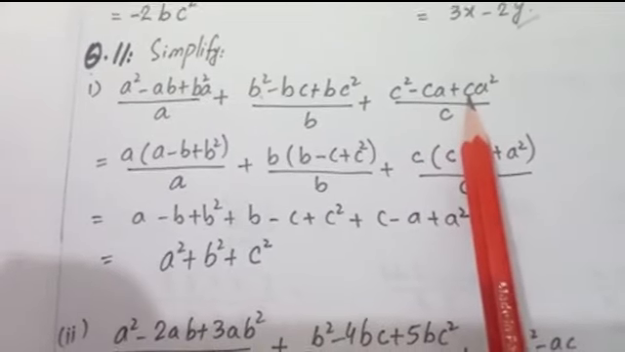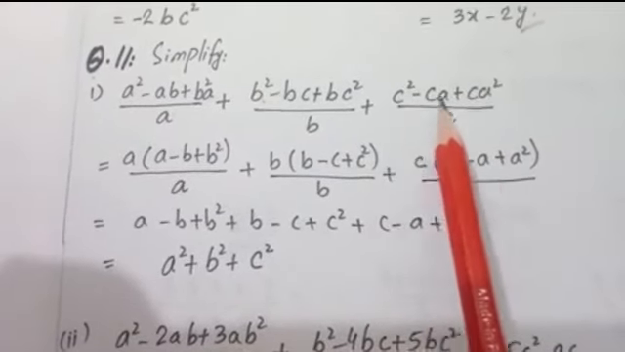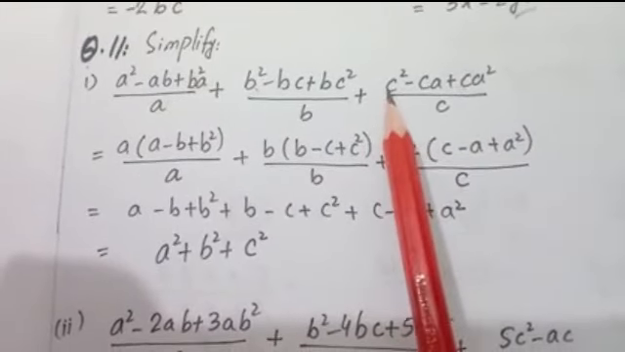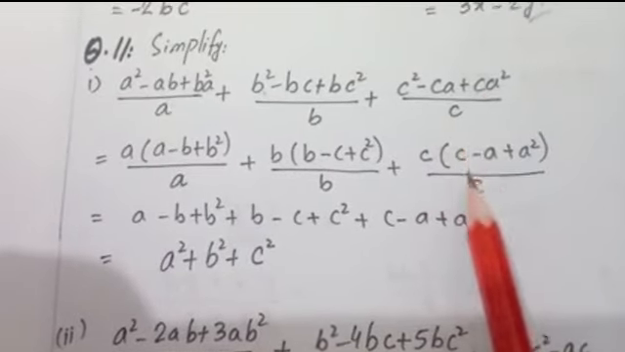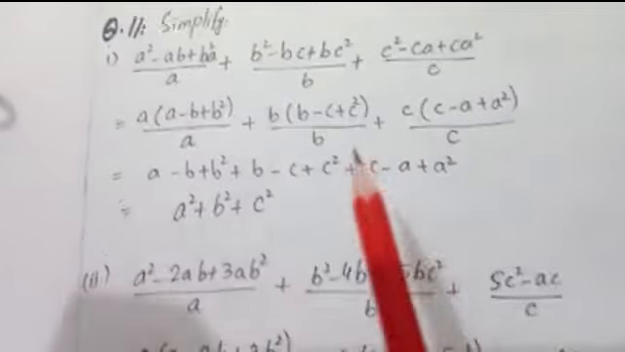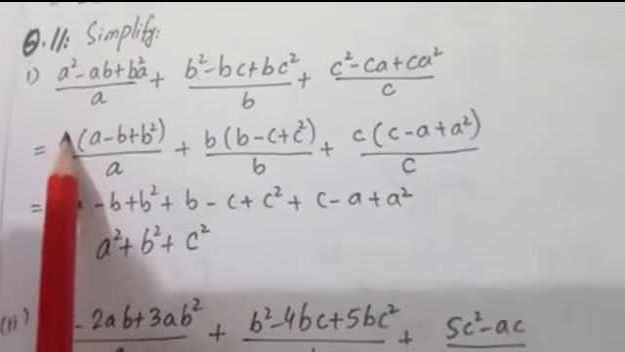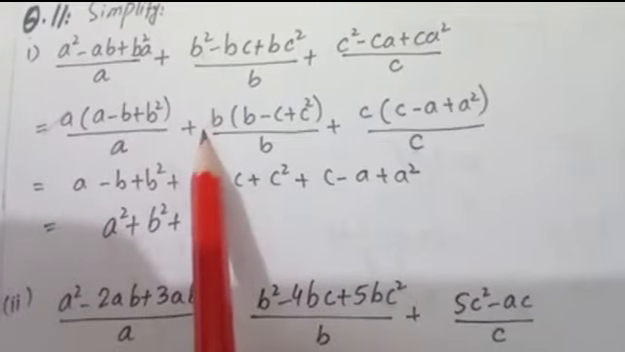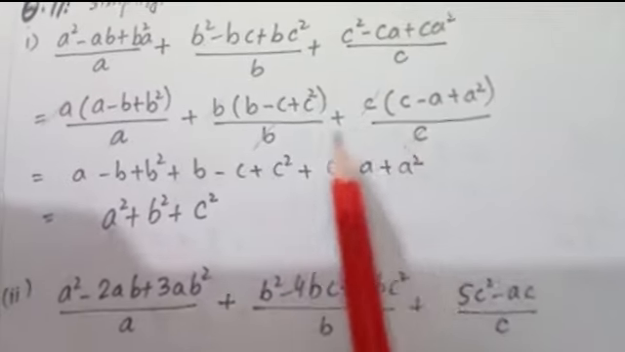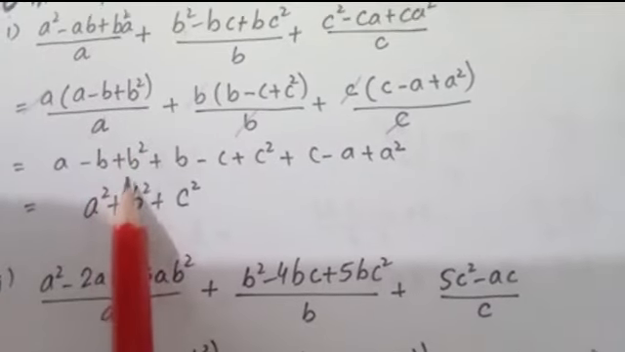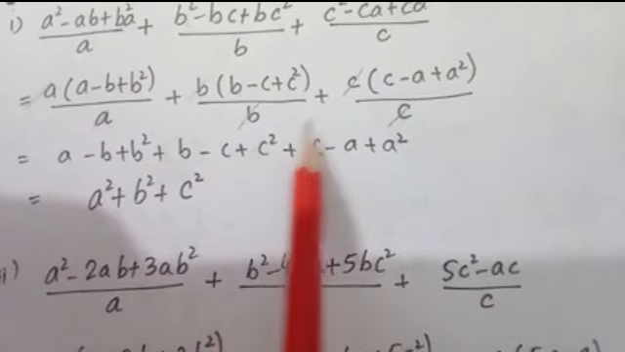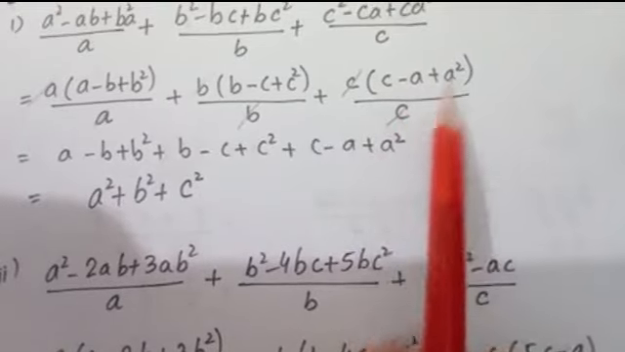Plus take common from here c^2 minus ca plus ca^2. In this expression c is common, so take common c. We are left with here 1c minus a plus a^2 divided by c. Now in numerator and denominator similar terms will be cancelled out. This a will be cancelled by this a, b will be cancelled by this b, c will be cancelled by this c. So we are left with a minus b plus b^2, b minus c plus c^2, plus c minus a plus a^2.